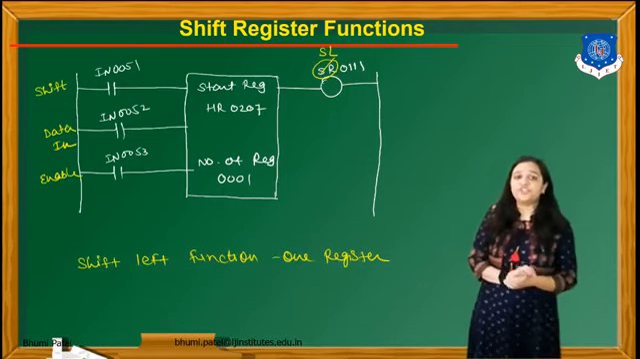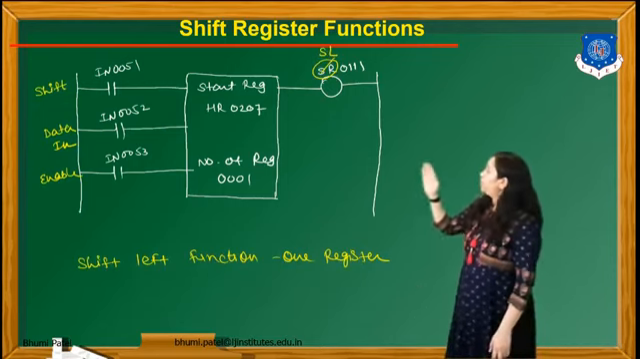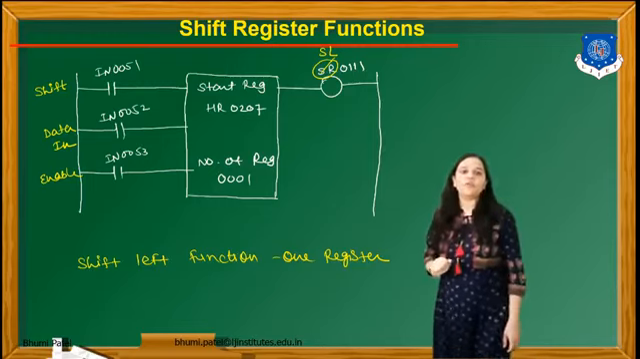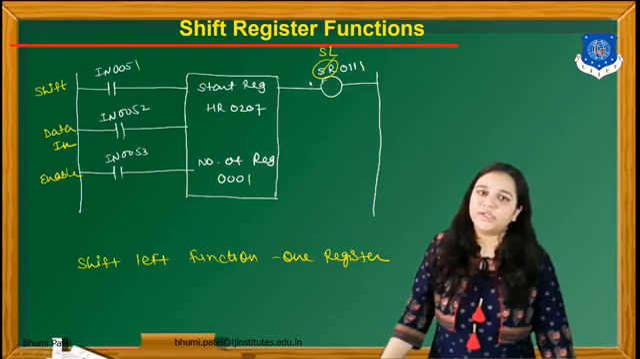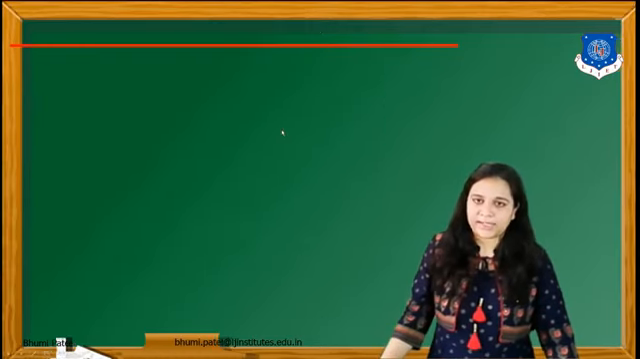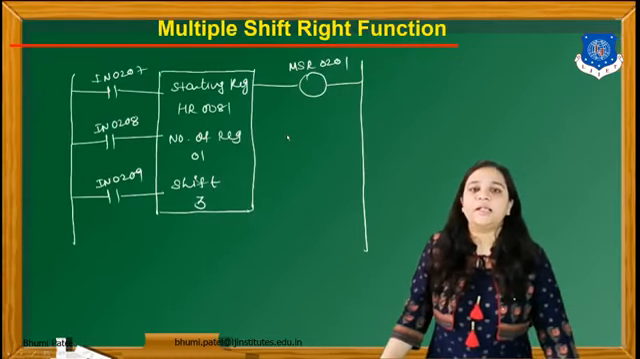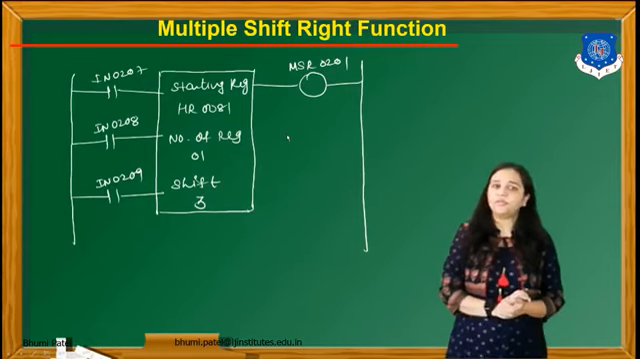Now next is the shift register for the shift left function. You have to change only the command. Instead of SR, you have to write SL. SL indicates shifting the particular data left. Clear?